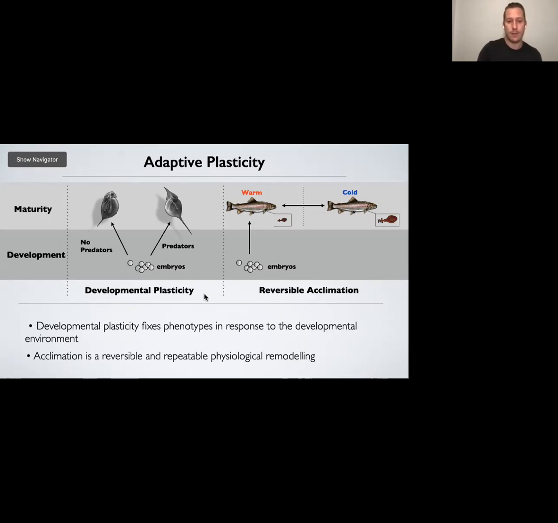So again, the main difference between these two things is that developmental plasticity is generally thought to be irreversible, though there's some debate surrounding that. It prepares animals by matching mature phenotypes with either current or predicted future environments, whereas reversible acclimation is more of a dynamic process, where there may be a bit of a lag time, but animals can catch up their physiological phenotypes to the direction that the environment is shifting in.